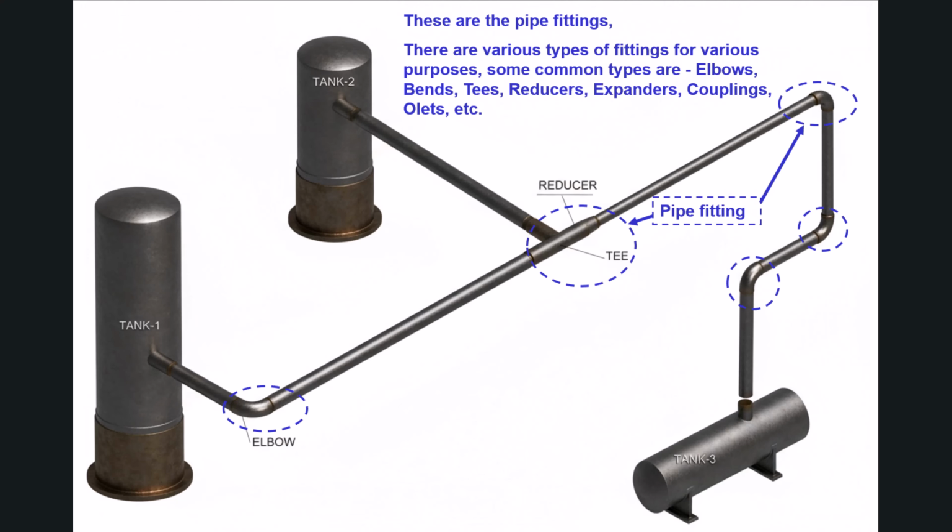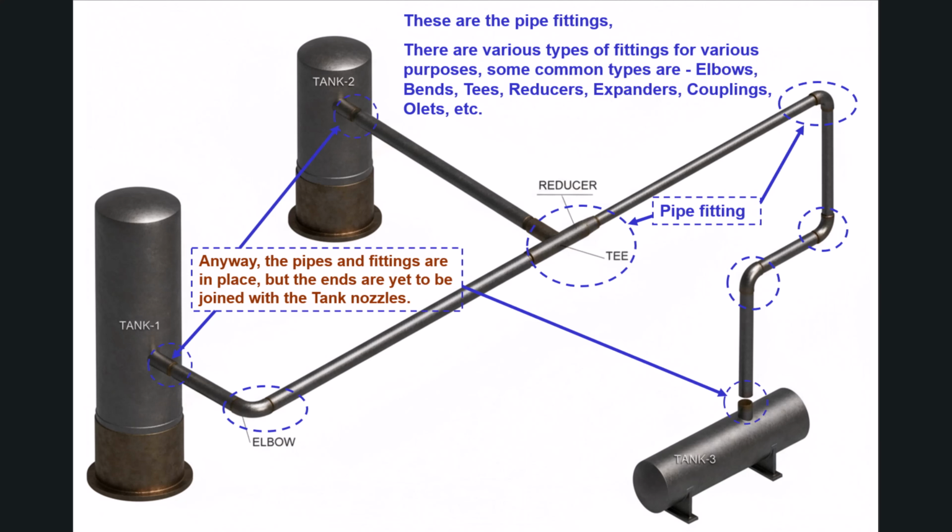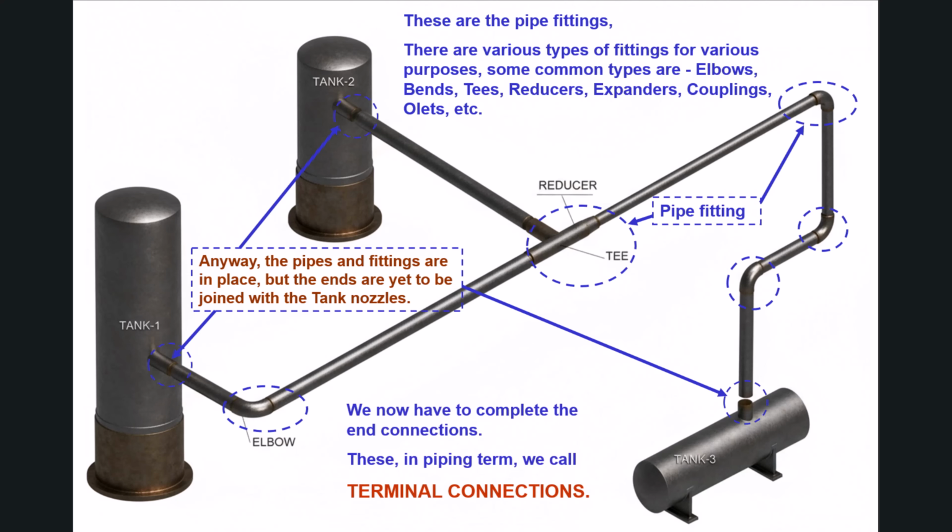Anyway, the pipes and fittings are in place, but the ends are yet to be joined with the tank nozzles. We now have to complete the end connections. These in piping terms we call terminal connections.